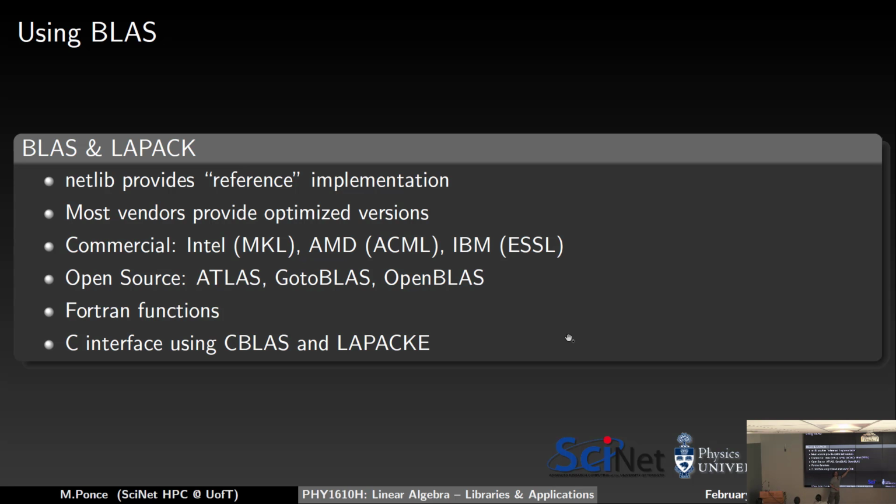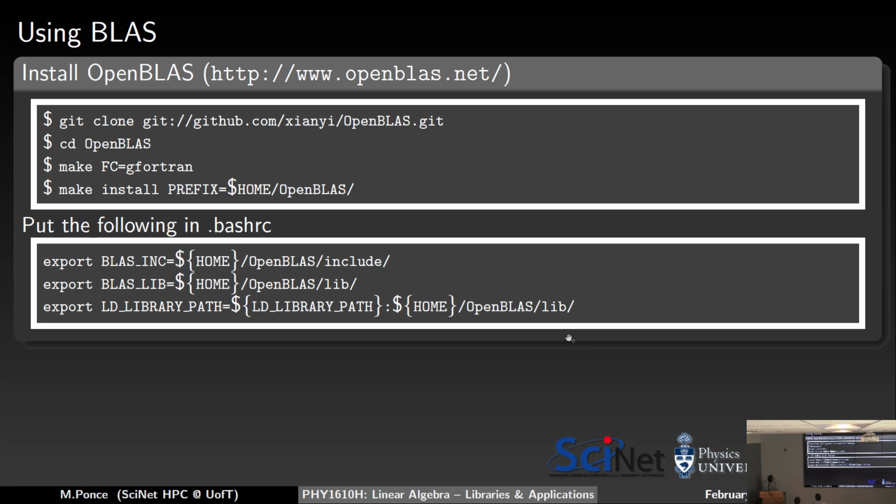OpenBLAS is quite neat because it's pretty easy to install and follow. I had an example using OpenBLAS. As I said, there are many Fortran functions, but there are also C interfaces using CBLAS and LAPACKE. So I have an example to show the difference between calling one of the Fortran functions and the C call. The main difference is how the different languages deal with passing arrays. So, how to install BLAS, how to use BLAS.